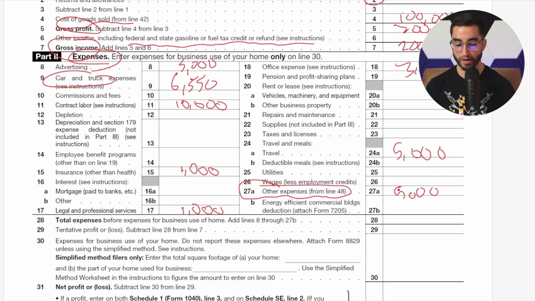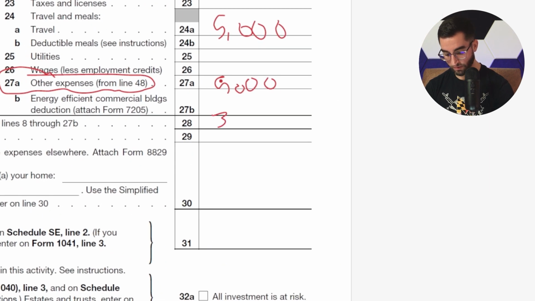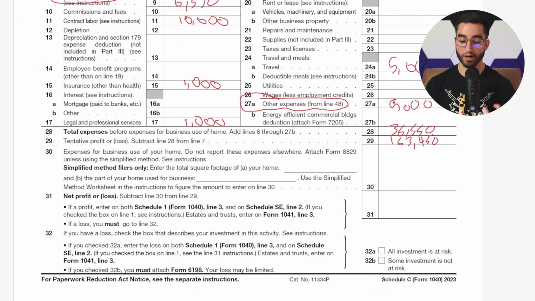We got ourselves $36,550 of expenses from our $200,000. We're going to have $163,450 right there of our tentative profit, right? So that is our profit before our home office deduction.